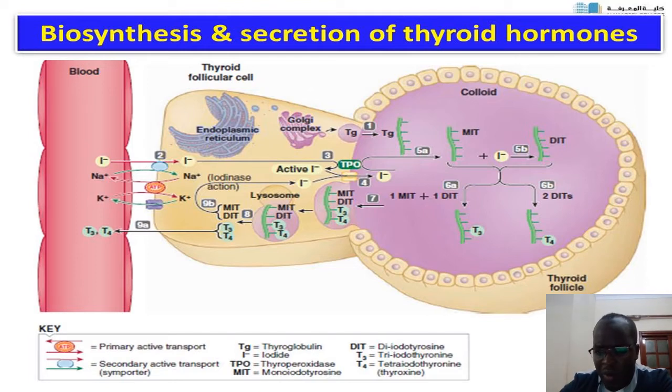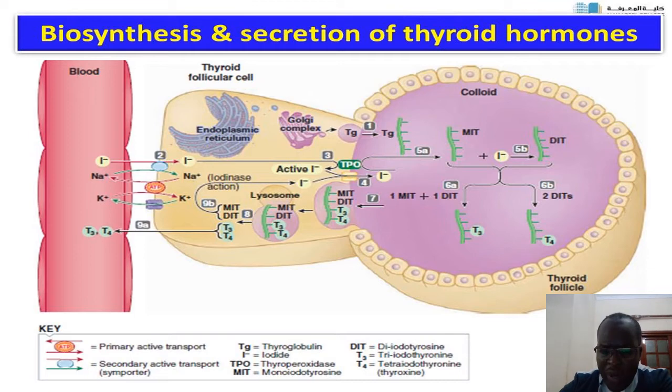If the monoiodotyrosine is reacting with the diiodotyrosine, they will form triiodothyronine. Then if 2 diiodotyrosine are reacting with one another, they will form tetraiodothyronine. So this is the production. These are hormone precursors that are still bound to the thyroglobulin protein. At this point, they can't be released, so they need to be internalized by the same follicular cells. So these are the reactions that are taking place within the colloid.